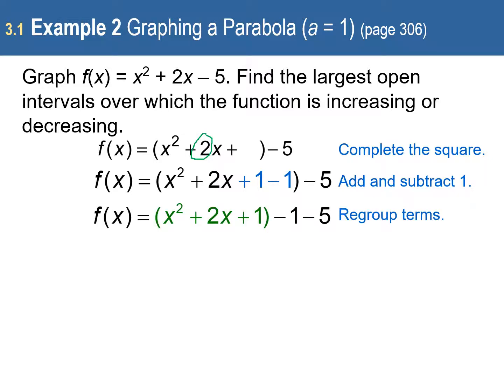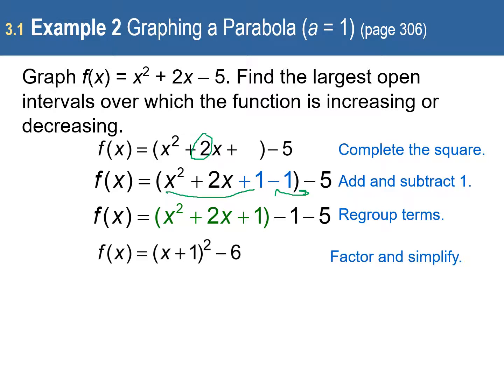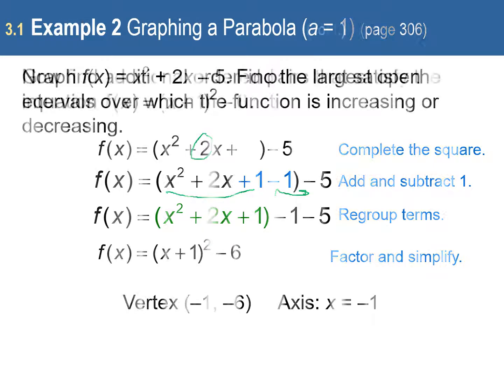Next, I'm going to do grouping. So this right here is my perfect square. And I'm now going to have those two as my constant terms on the outside. So this becomes x plus 1 squared minus 6. So I see that this is a horizontal shift to the left 1, then a vertical shift down of 6. I have a vertex at negative 1, negative 6, and an axis of symmetry at x equals negative 1.